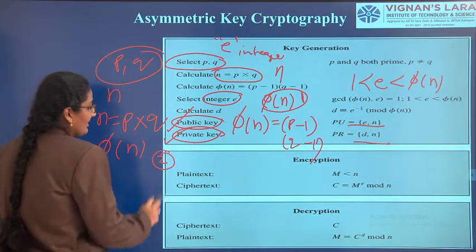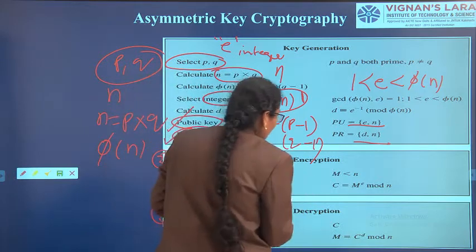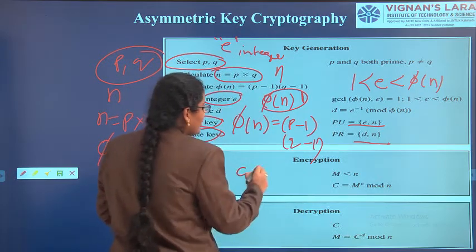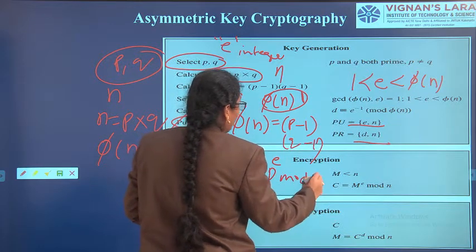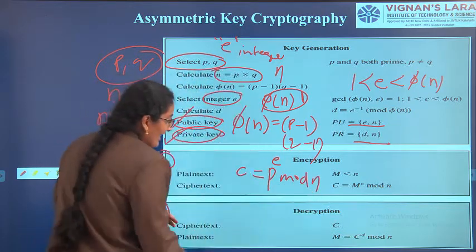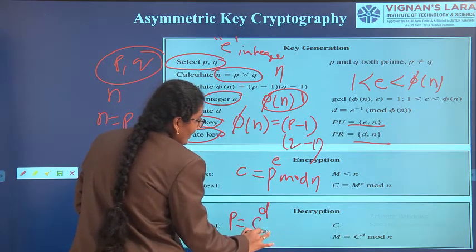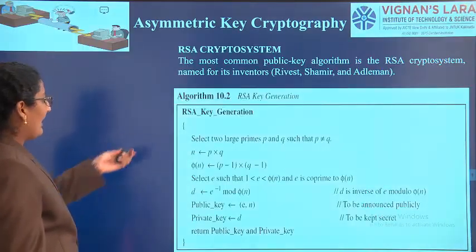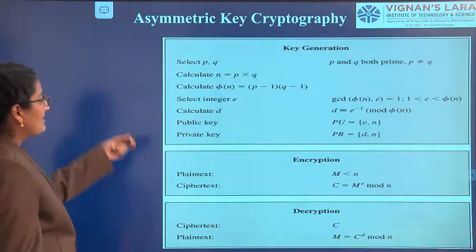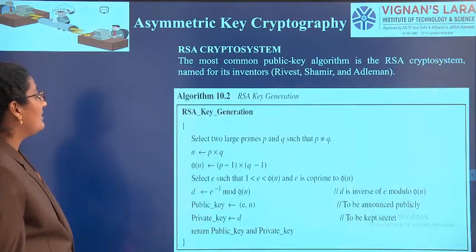The second step is encryption, and the third step is decryption. So what is encryption actually? You need the ciphertext, and for that, plain text power E mod N. So what is decryption actually? Decryption means you want the plain text, so ciphertext power D mod N. These are the formulas. So we have seen the RSA algorithm, the same in the form of steps: key generation, encryption and decryption.